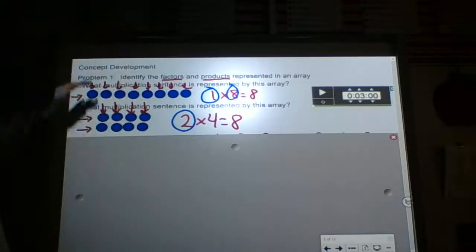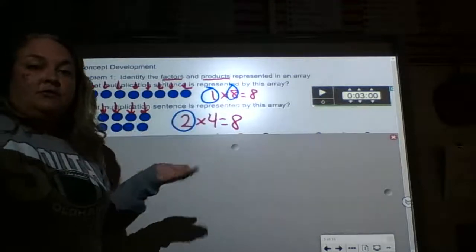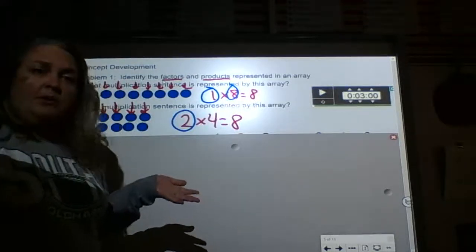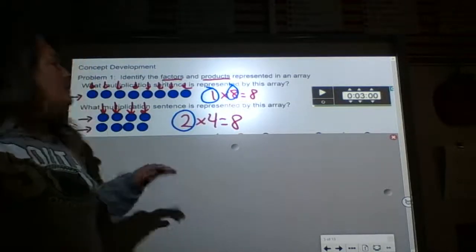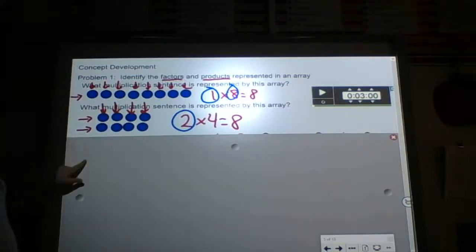Meaning it can be built in more than one array. It doesn't just have 1 times itself. If that's the only way we could build the number, we would call that prime. But because we can build it like this, we call it composite.